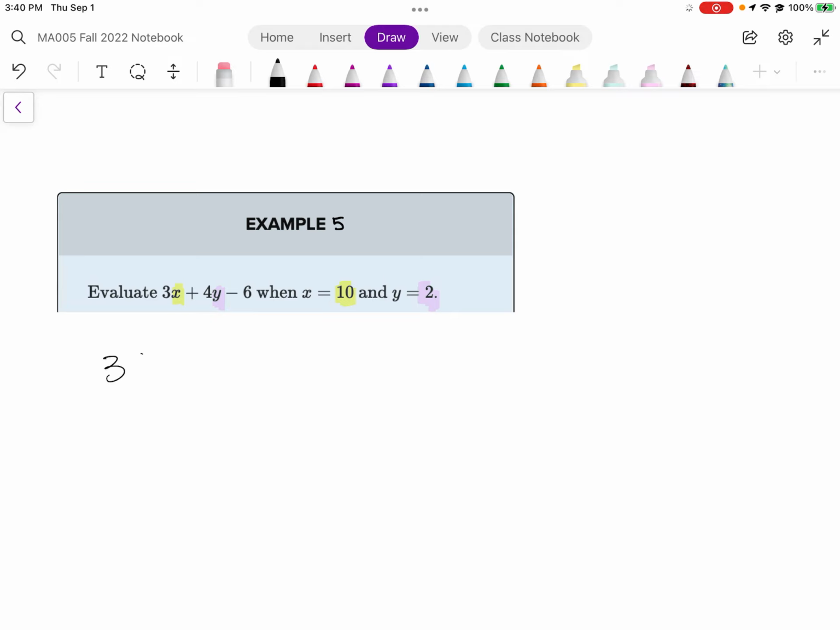So we've got 3 times the 10 is the x, plus 4 times the 2 is the y, minus 6. Now use order of operation, multiplication first. 3 times 10 is 30, plus 4 times 2 is 8, minus 6. All right, now there's a minus. We have to go left to right. Okay, so we do 30 plus 8 minus 6. 30 plus 8 is 38, then minus 6, and that's 32. All right.